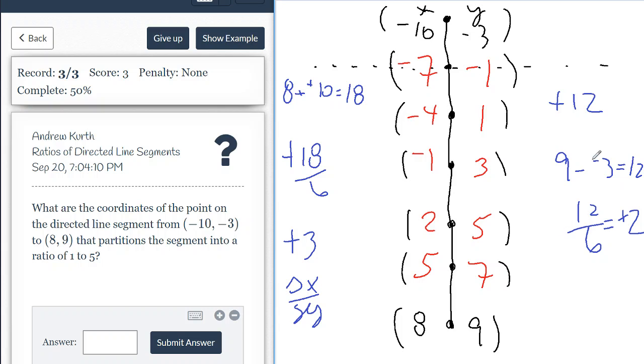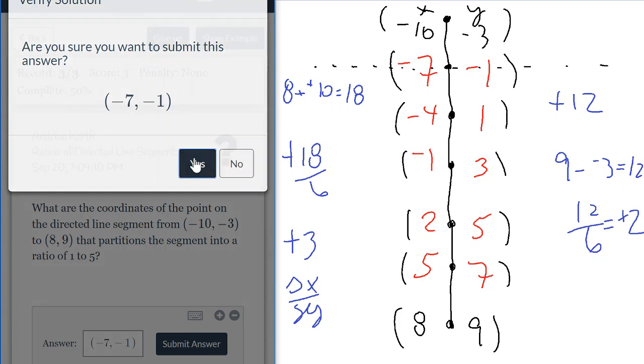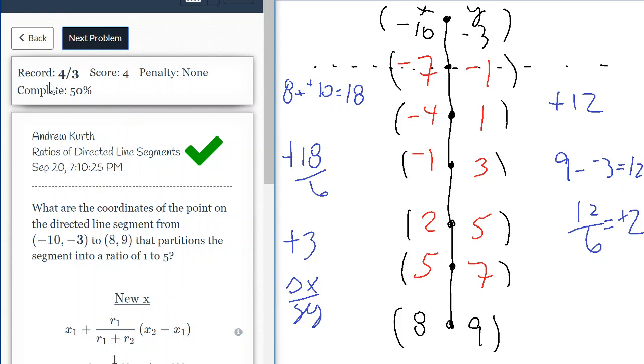But again, we already figured out that this is the coordinate that we want to partition to break this longer line segment into 2 smaller line segments in a ratio of 1 to 5. So that means our coordinate for our answer is -7, -1. Be careful when you put this in. Make sure you have parentheses. -7, -1. And that's how you do that.